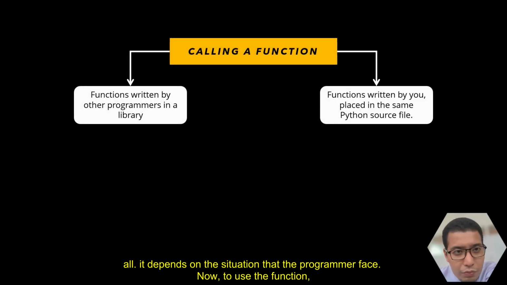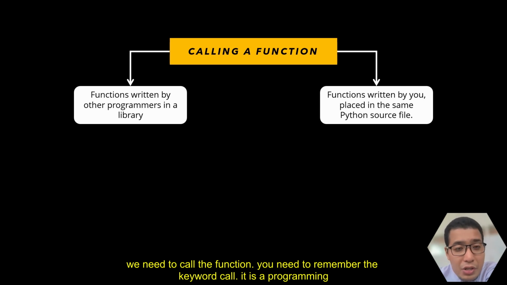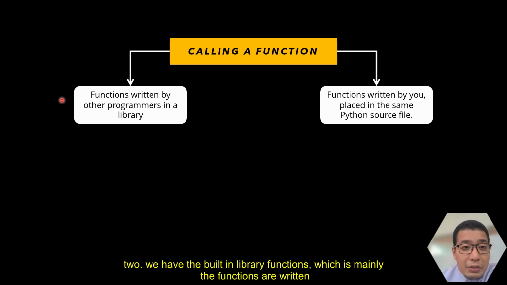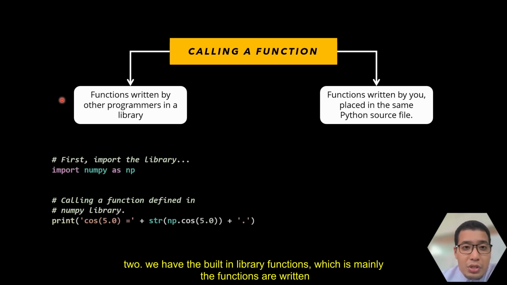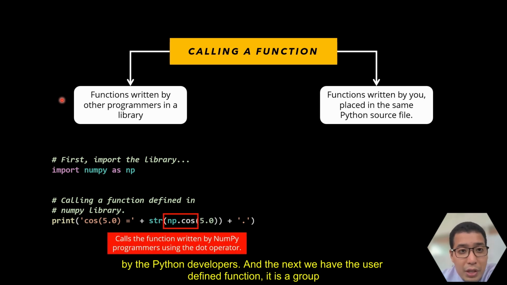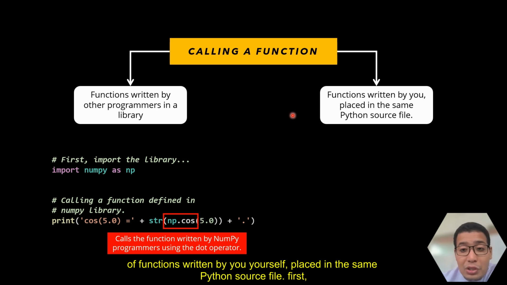Now, to use a function, we need to call the function. You need to remember the keyword call. It is a programming term. There are two ways of calling a function. Basically, we categorize functions into two. We have the built-in library functions, which are functions written by the Python developers. And then next we have the user-defined function. It is a function, or a group of functions, written by you yourself, placed in the same Python source file.